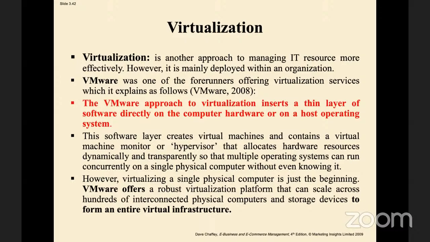However, virtualizing a single physical computer is just the beginning. VMware offers a robust virtualization platform that can scale across hundreds of interconnected physical computers and storage devices to form an entire virtual infrastructure. So virtualization is not only done on one computer; all the connected computers can be virtualized, or the virtual infrastructure can be used on each of those interconnected computers.